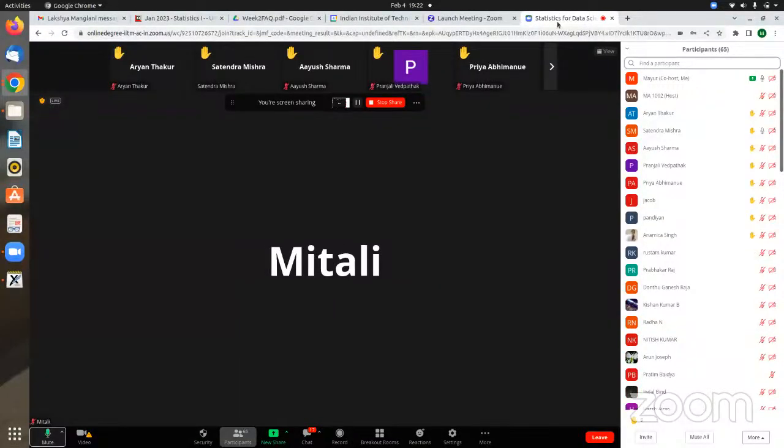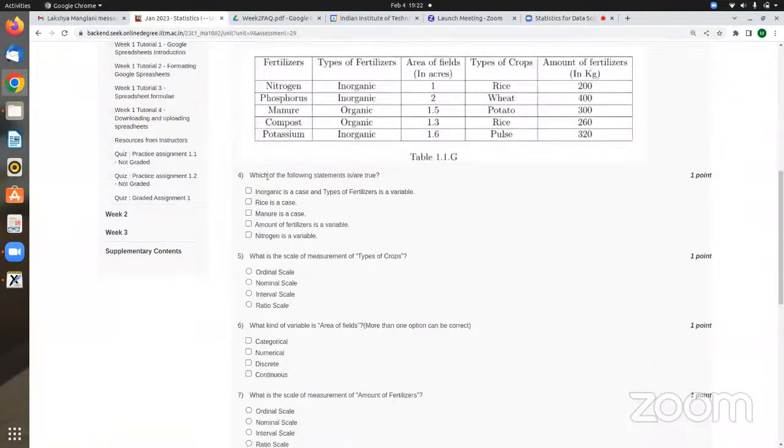Yeah. Sir, may you please discuss question number 6 of this graded assignment 1? Question number? Sir, the last one. Question number 6, sir. What kind of variable is area of field? What do you tell me? Sir, I think it's numerical. Correct. Also continuous. Continuous also. Yes. Also, sir, it can be discrete.